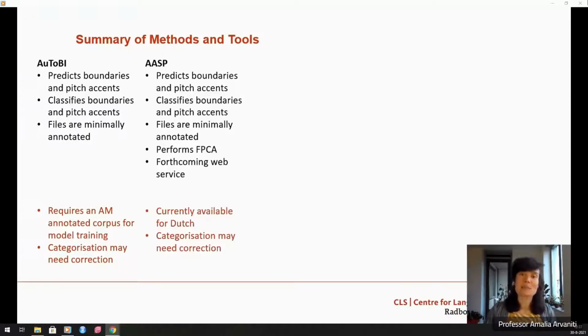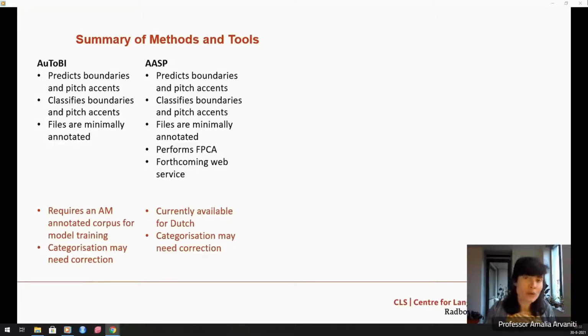For AASP, it predicts boundaries and pitch accents and classifies boundaries and pitch accents in a similar way to Autobi, but this is of course done for Dutch using the ToDI framework, so that's Dutch ToBI. The files again need to be minimally annotated, and this system has a second module that performs FPCA, that's functional principal component analyses, and the files required for this are minimally annotated as well, with the domain of interest marked and also landmarks internally that are motivated by your research question.